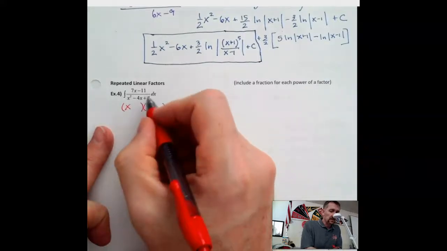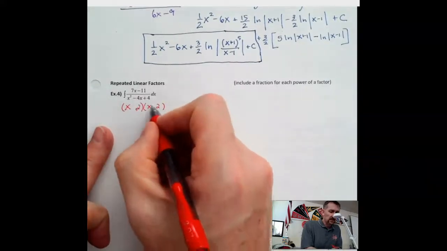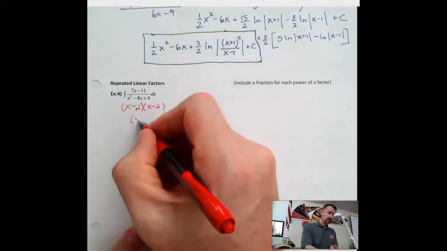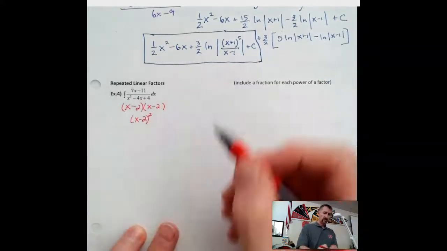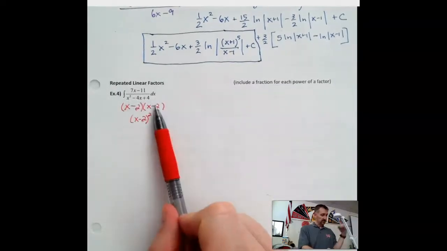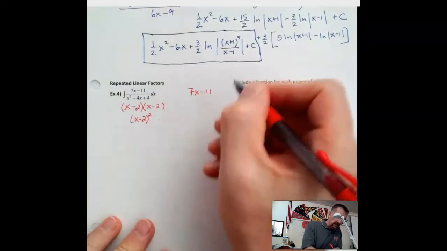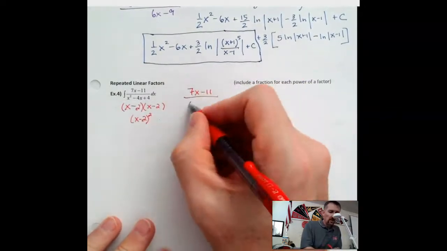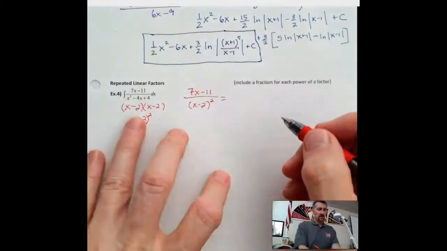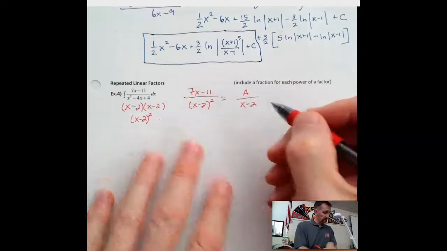x and x, 2 and 2, same sign, so both negative because that's negative. So we're getting x minus 2 squared. That's called a repeated linear factor, so we have it twice. So we start off with 7x minus 11 over x minus 2 squared. And then we start off with one factor, so we're going to put A over x minus 2.